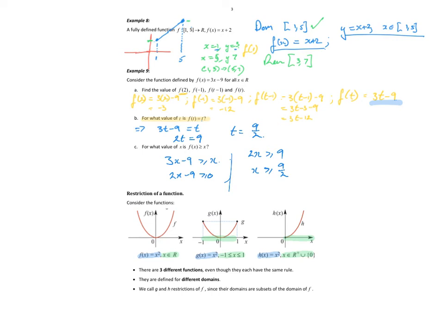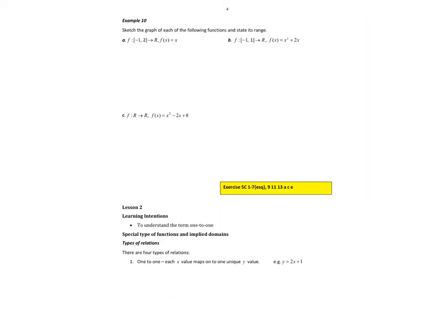So that's what we call the family of functions. They're three different functions. They've got the same rule, but they've got different domains. So we call them restrictions. So G and H are restrictions of F, right? And the only thing that is different for them is the domains. All right, last couple of examples.